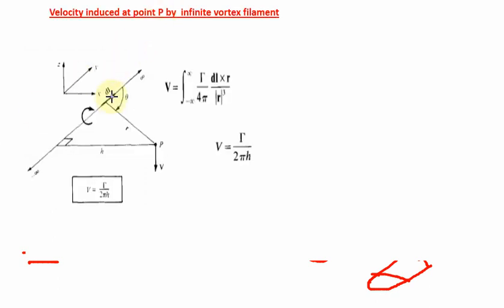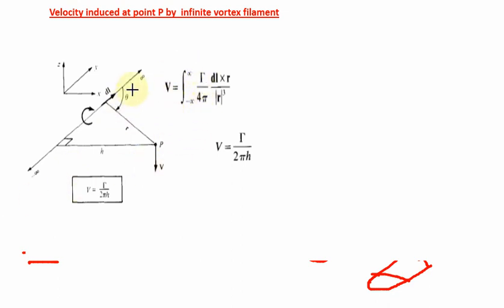Previously we calculated for the curved filament. Now we are talking about an infinite vortex filament in a straight line. Here you can see a straight vortex filament with a dimension from minus infinity to plus infinity. Then I take a point P at an arbitrary distance, and we can calculate the induced velocity developed by the filament at that point. In the previous cases there was no such limitation.